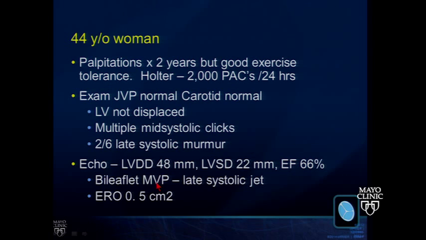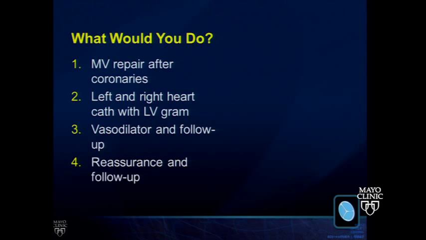She has bileaflet mitral valve prolapse with a late systolic jet and an ERO of 0.5. What do you do? Mitral valve repair, catheter, put her on vasodilators, or reassure her.